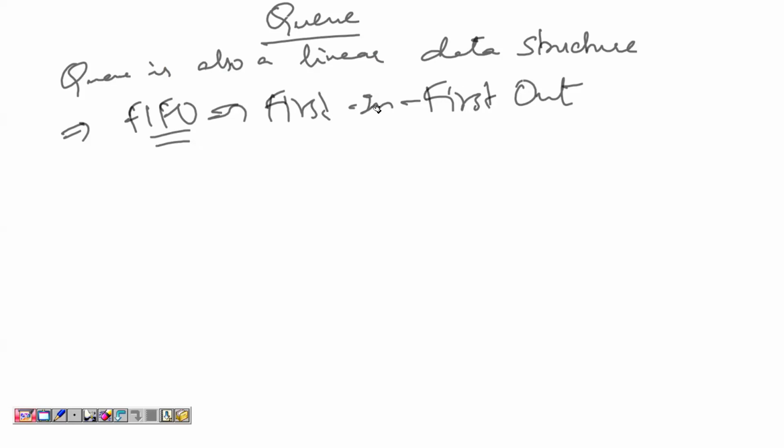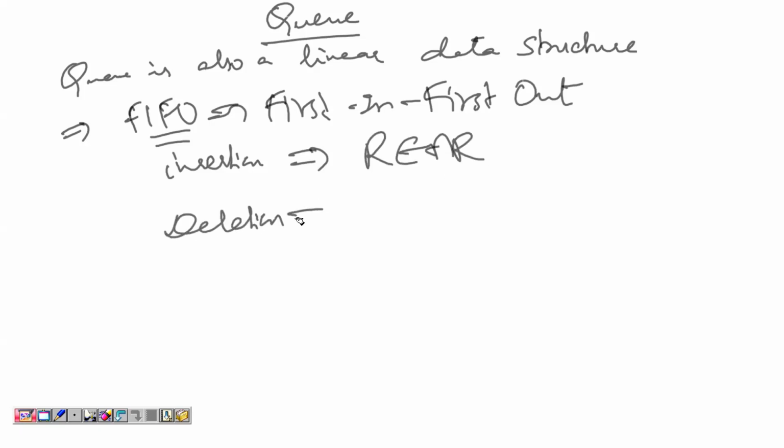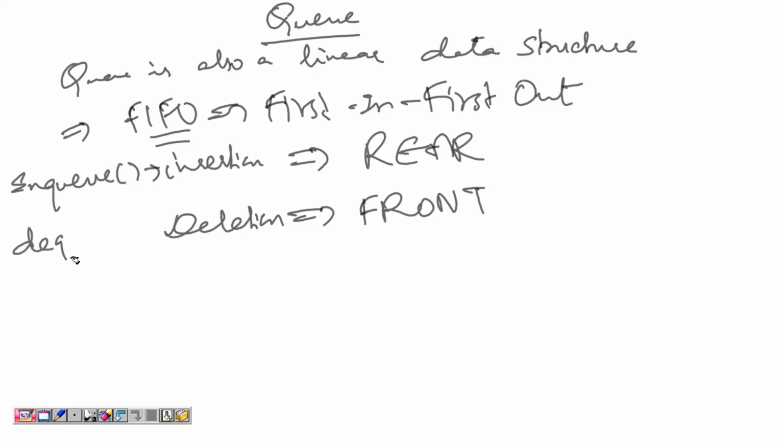What I mean is, whichever element I insert first is the element which will be removed first. So you will be performing insertion at one end, which is called the rear, and deletion at the other end, called the front end. The operation of inserting an element into the queue is called enqueue, and the operation of deletion is called dequeue.